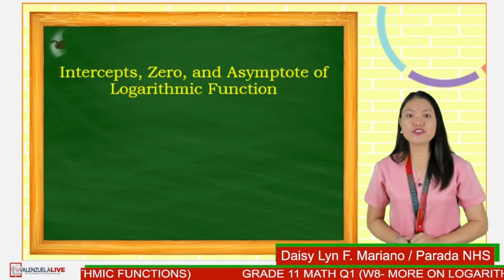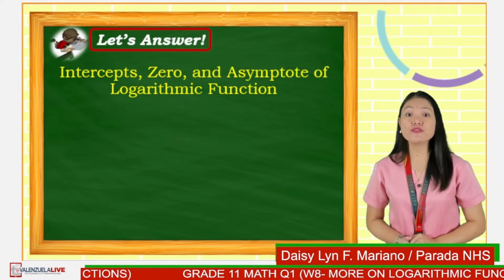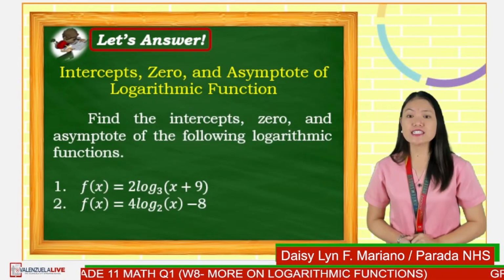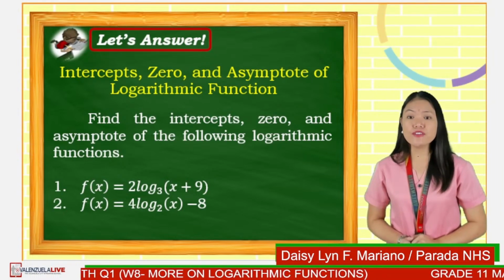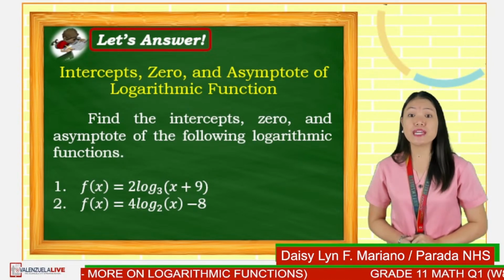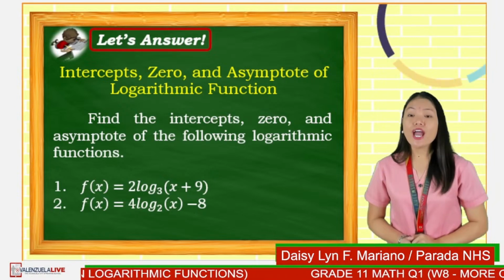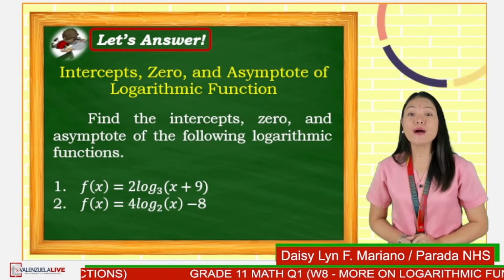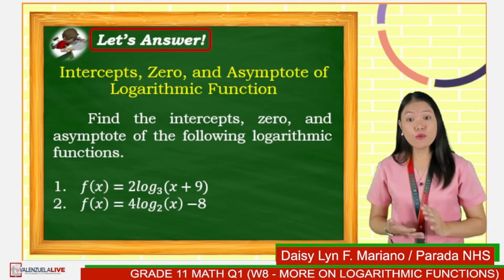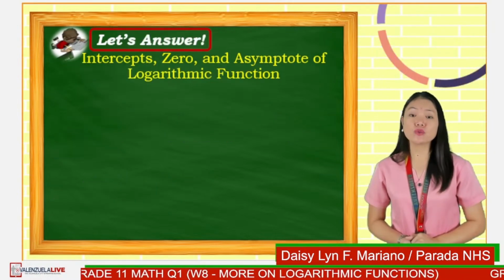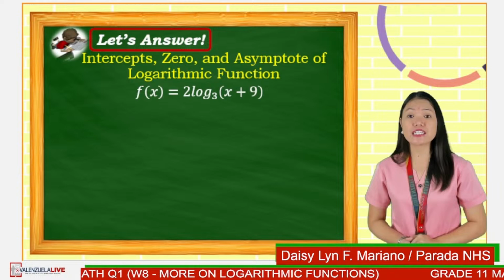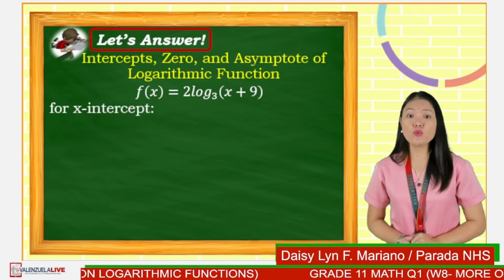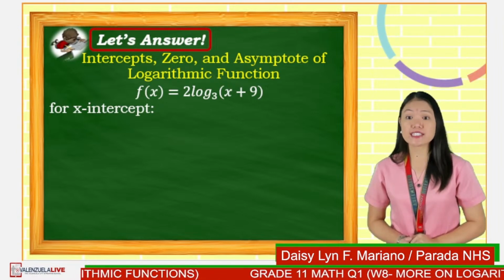Let us find the intercepts, zero, and asymptote of the following logarithmic functions. Number 1, f of x is equal to 2 times the logarithm of the quantity x plus 9 with base 3. And number 2, f of x is equal to 4 times the logarithm of x with base 2 minus 8. For number 1, f of x is equal to 2 times the logarithm of the quantity x plus 9 with base 3. Solving for x-intercept, we set y to 0 and solve for x.